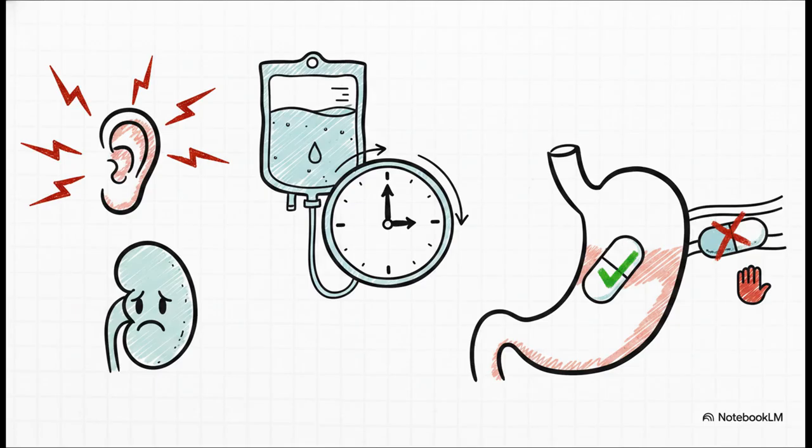For monitoring, we track the AUC to MIC ratio, or a steady-state trough drawn about 30 minutes before the 4th or 5th dose. We're usually aiming for a trough of 15 to 20 for those serious infections. And I literally cannot emphasize this enough. The PO formulation does not cross into the GI tract for systemic absorption. It is exclusively for treating C. diff colitis in the gut.